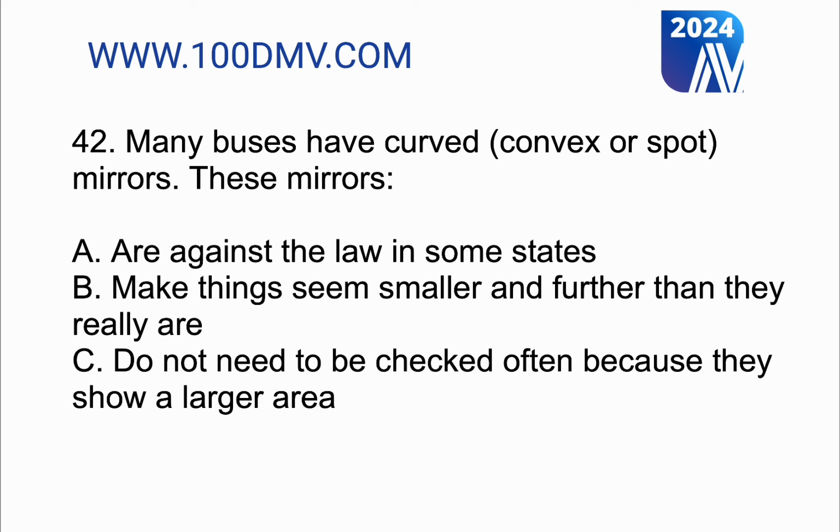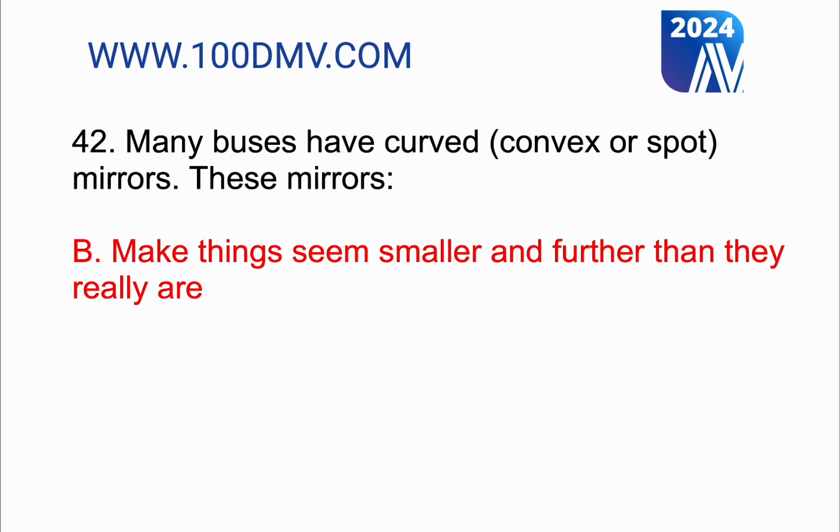42. Many buses have curved, convex, or spot mirrors. These mirrors, A. are against the law in some states. B. Make things seem smaller and further than they really are. C. Do not need to be checked often because they show a larger area.